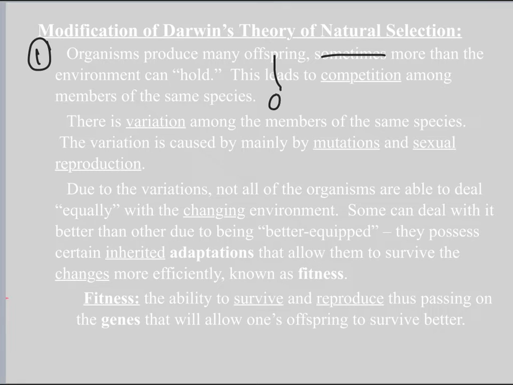It's called overproduction. So from the beginning, there are already too many organisms to all survive. So some are going to die. Because some are going to die, that leads to competition among the members of the same species. They're competing for food, space, water, mates, all of this competition, because it's known that not all of them are going to survive.